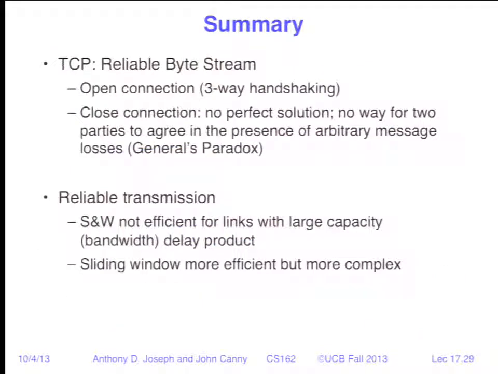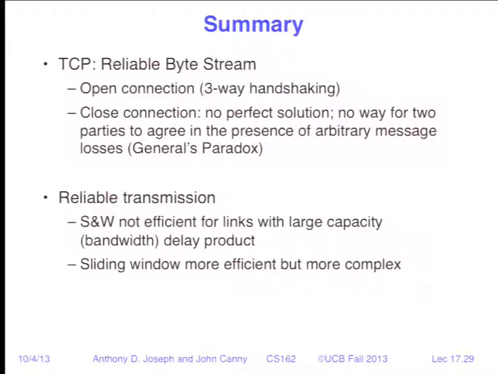So, summary. TCP gives us this reliable byte stream. We open a connection with this 3-way handshake. When we want to close the connection, there's not an ideal solution because the general's paradox makes that impossible. So we have an approximation that allows us to close the connection in all but the worst Byzantine cases. Reliable transmission is one of the other things that TCP provides.